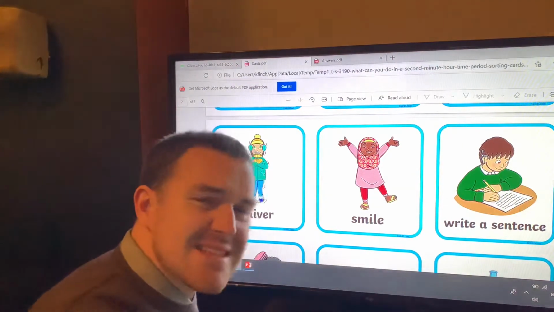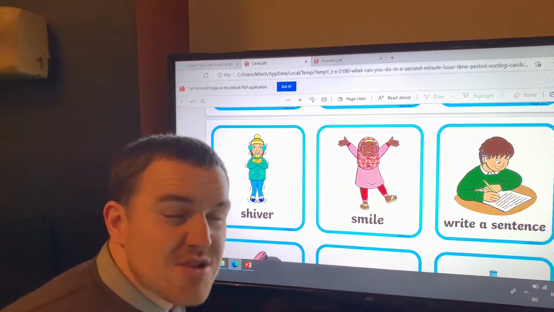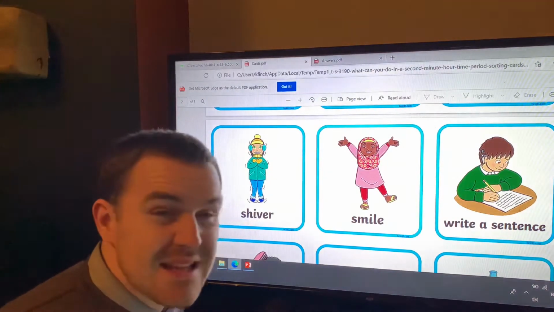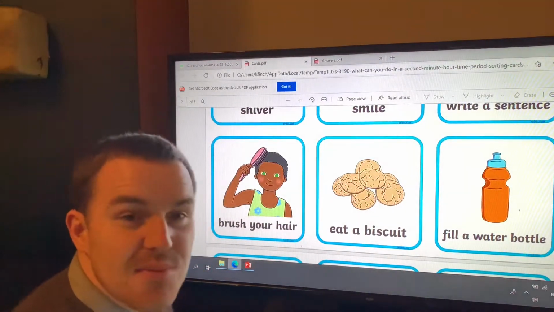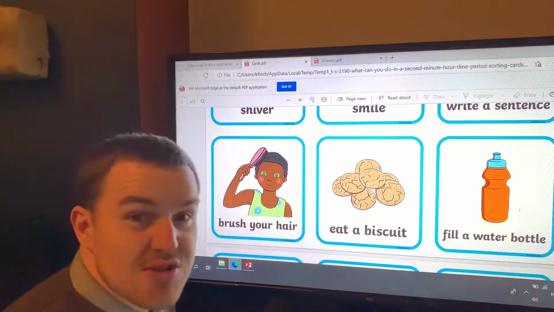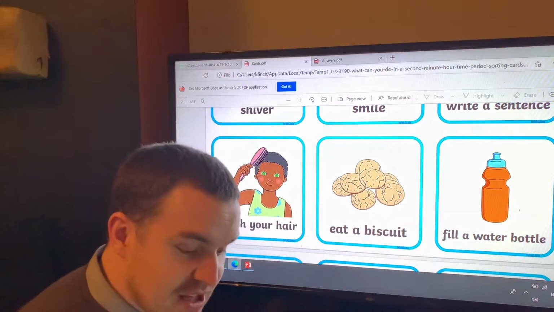Okay. Writing a sentence, that would probably take longer than a second, so we would measure that in minutes. It might take you a minute or even 2 minutes to write a sentence. It might take you a couple of minutes to brush your hair. So you would measure that in minutes. It might take you a minute to eat a biscuit or to fill your water bottle. It might take you a minute to get to the hall.